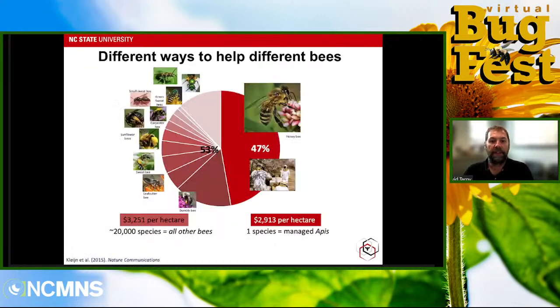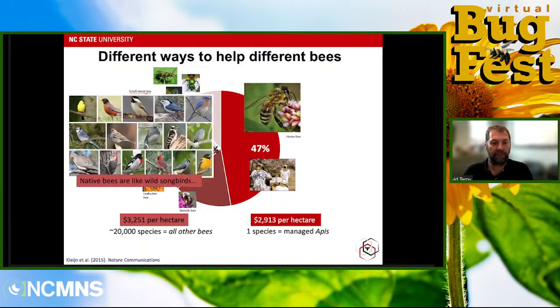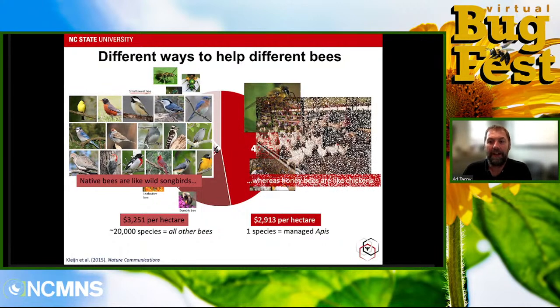In other words, if we look at all of the different native bees that are out there that are living on their own, they are analogous to songbirds, like wild songbirds, right? Where helping their habitat, helping their food and nesting substrates, that's the way to help wild living systems. But if you want to help honeybees, honeybees are more like chickens, right? They're managed at a large scale. We can grow them at will. And so helping these two different types of pollinators is very, very different.